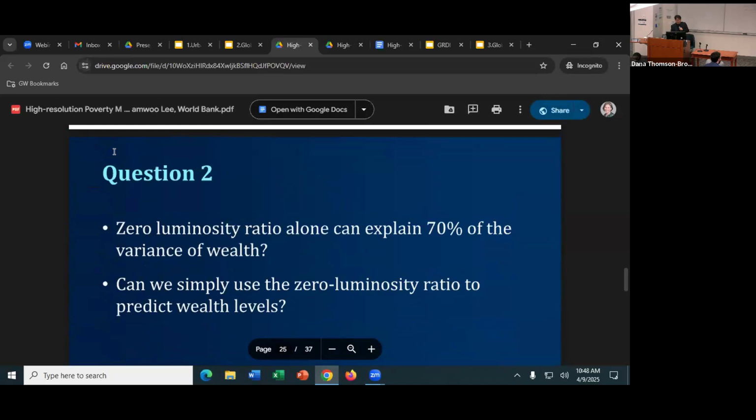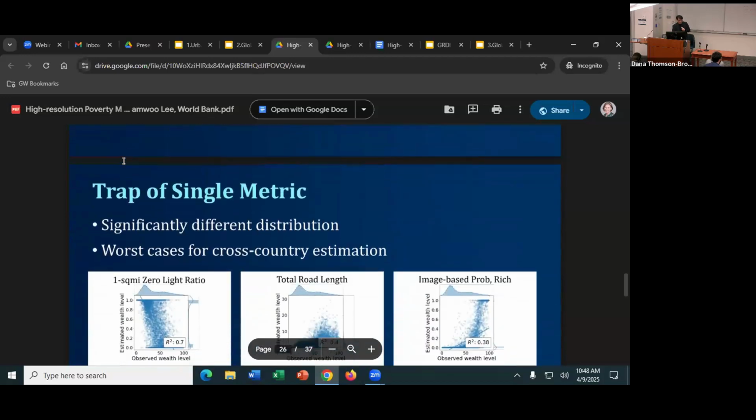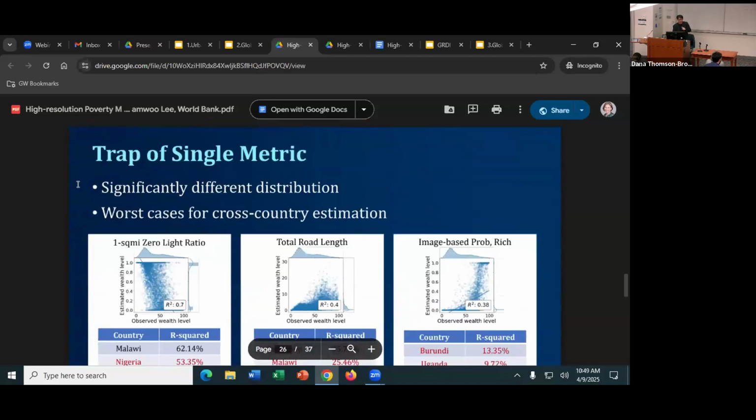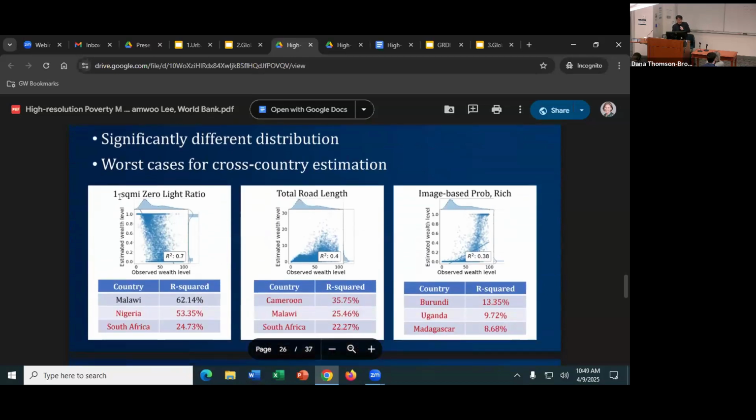I can tell what your second question will be. The zero luminosity ratio alone can explain 70% of the variance of wealth. So can we simply use the zero luminosity to predict wealth? The answer is no. That's the trap of a single metric. We cannot use a single metric to validate. So take a look at the 1 square mile zero light ratio. The distribution is significantly different.